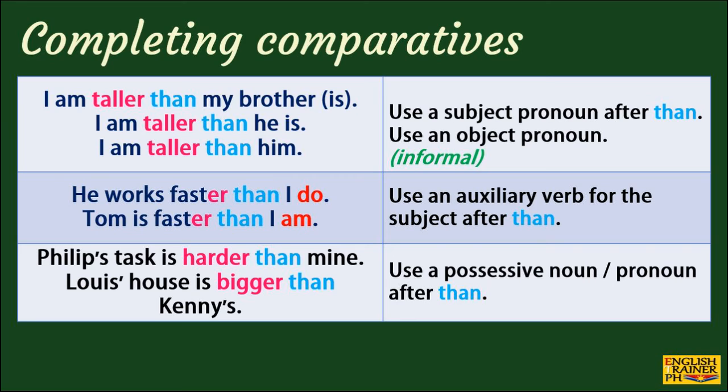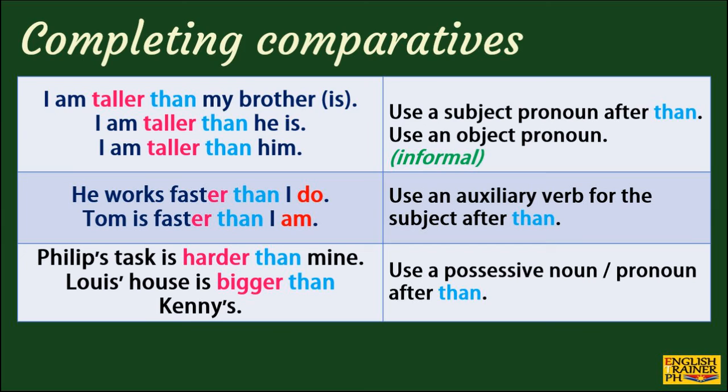Finally, here are some simple things that you have to remember when you want to complete a comparative. You can use a subject pronoun after than to make it formal, or you can use an object pronoun to make it informal. So, I am taller than he is, or I am taller than him. It's a lot easier to use the informal one because we're just using an object pronoun to complete our comparative.